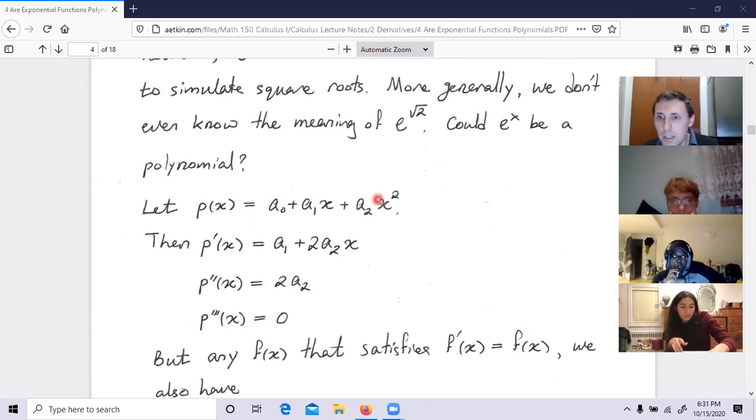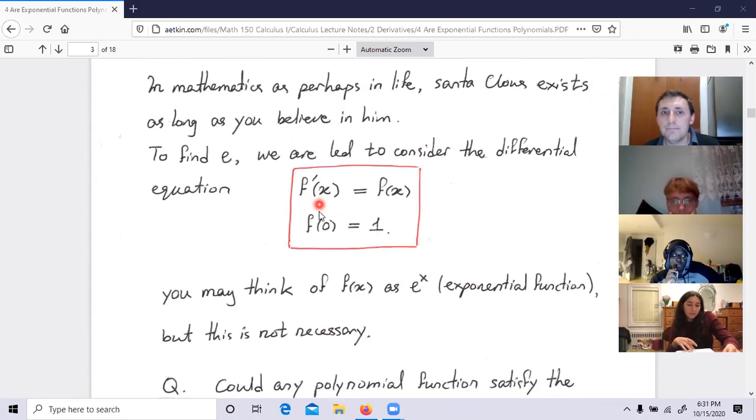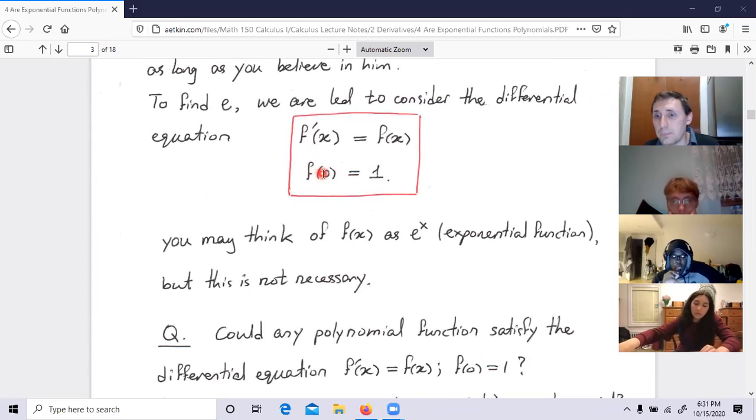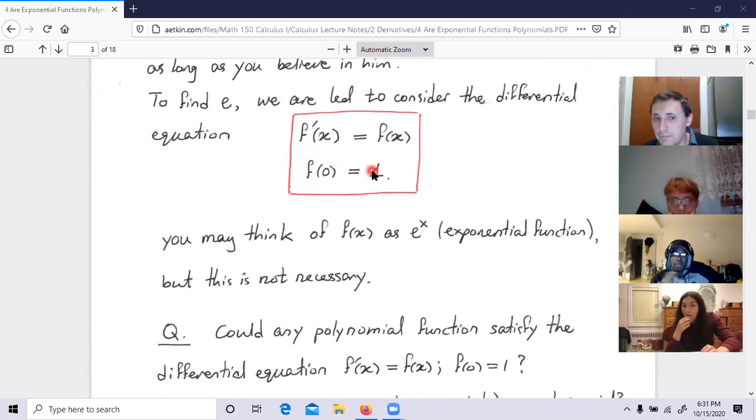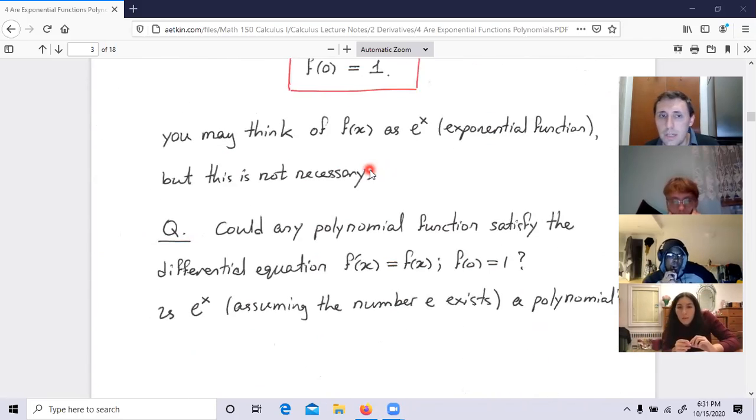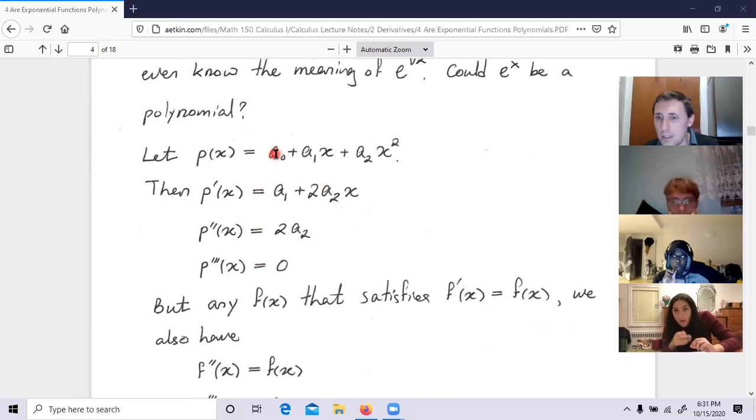So it could not be a quadratic polynomial. Why? Because if this function, look at it, at 0 it's equal to 1. But that means that the polynomial at 0 will have to equal 1, correct? If I were to plug 0 here, a0 will be 1.